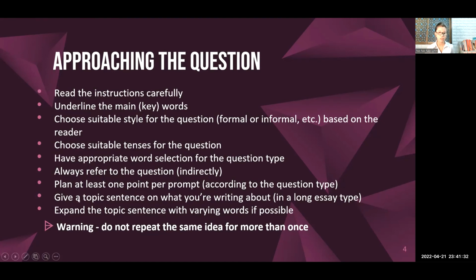All right, so give a topic sentence on what you're writing about. This is especially correct in a long essay type because, for example, in the IELTS examination, Task 2, you will be given a statement and then you will not be given any prompts. You will only be given a statement in the question, and then you will have to plan your own ideas, what you're going to write in the answer, what you're going to include in your essay.